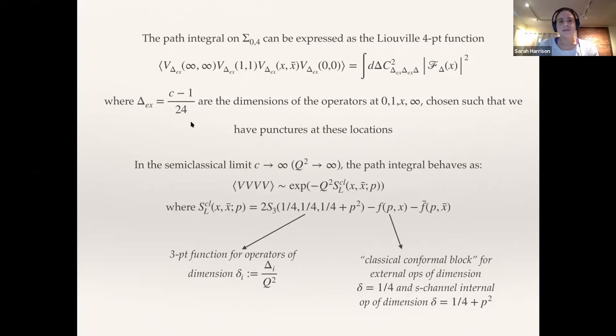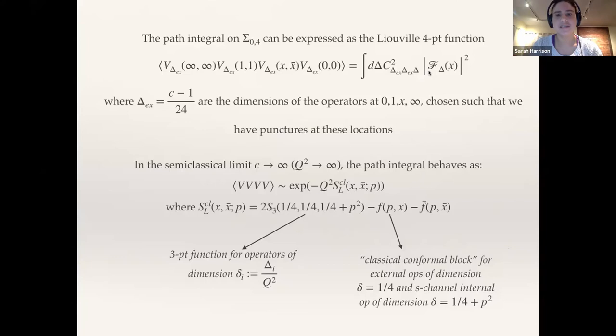So we're going to study this four-point function in the semi-classical limit, when we take c to infinity, or the value Q squared to infinity. And in this limit, the path integral behaves as an exponential of minus Q squared times the classical action. And the classical action has an expression in terms of a three-point function action between two external operators and an internal operator, minus some so-called classical conformal block, which comes from the fact that the capital F, the full conformal block, exponentiates in the semi-classical limit.